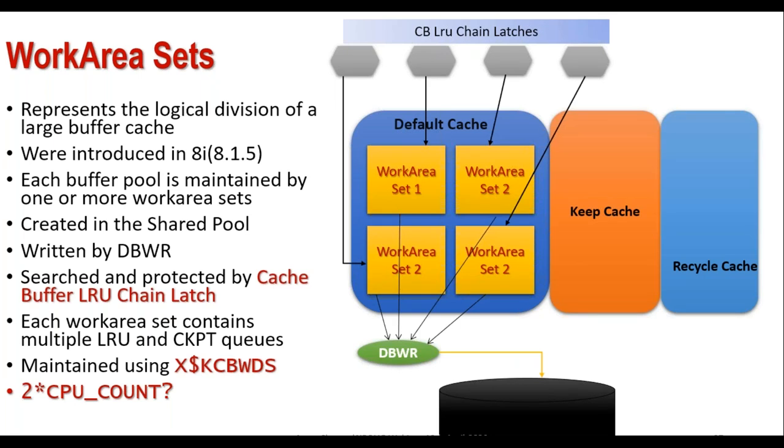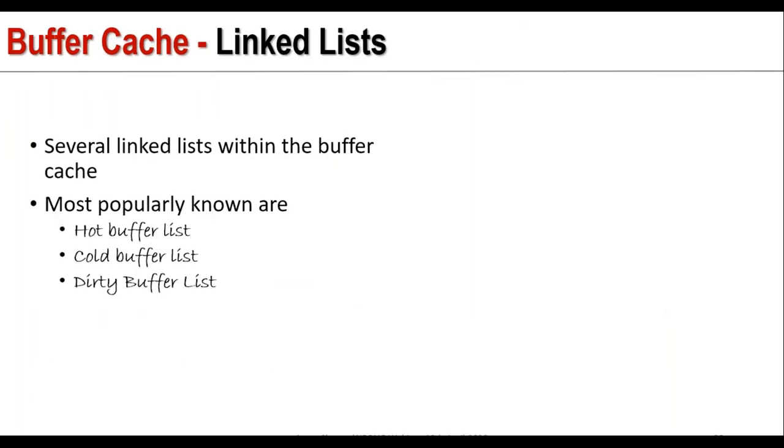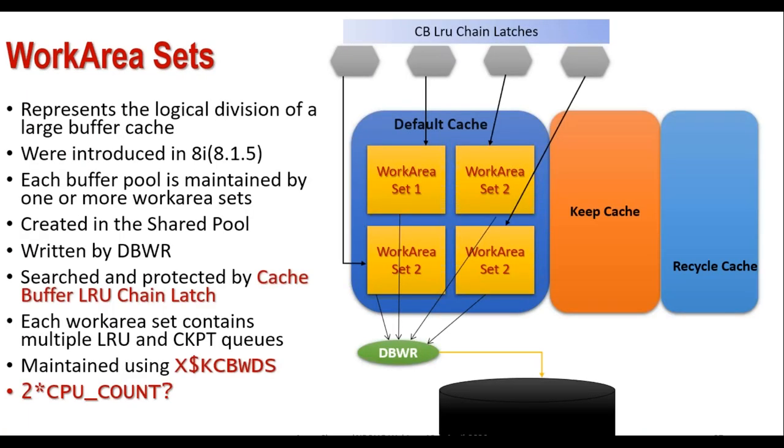So what is a work area set going to be? Now you notice that a work area set is a division of your default cache. And like I said already, they are going to be maintained by your LRU chain latches. Now the LRU chain latches are the latches which load the data from the disk to the memory structures, or to the buffer cache. And from the work area sets, the data is going to be written by the DB writer to the disk, right?